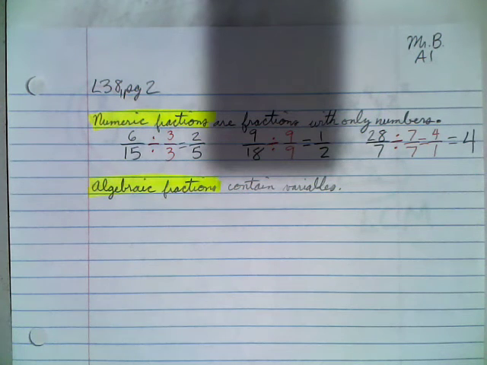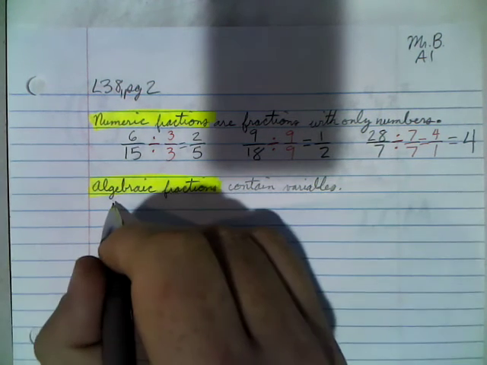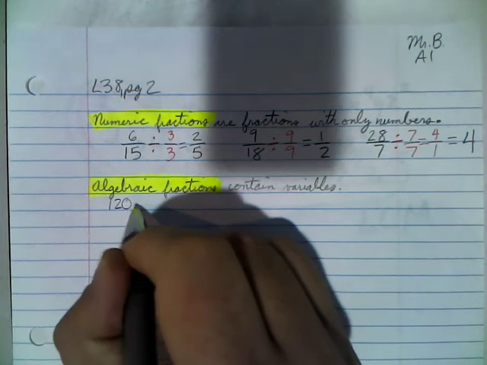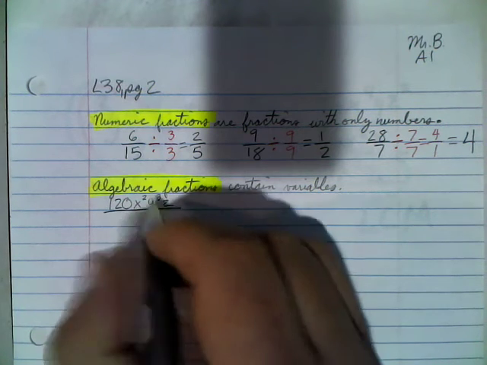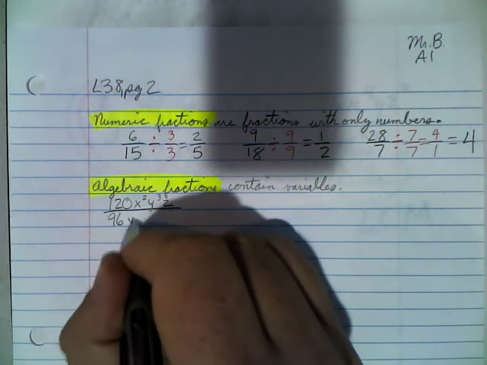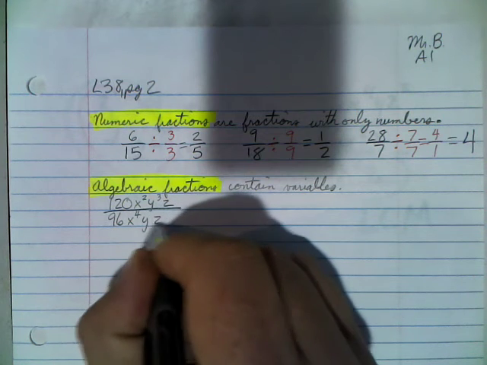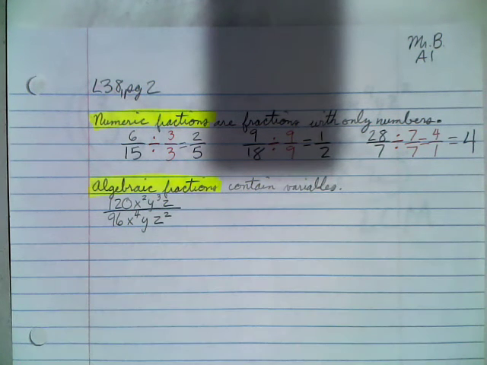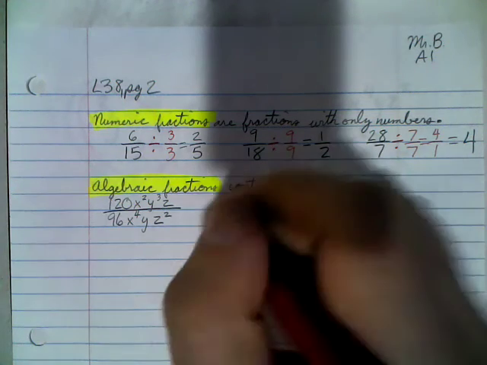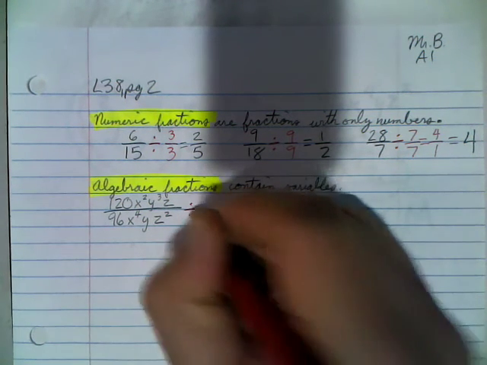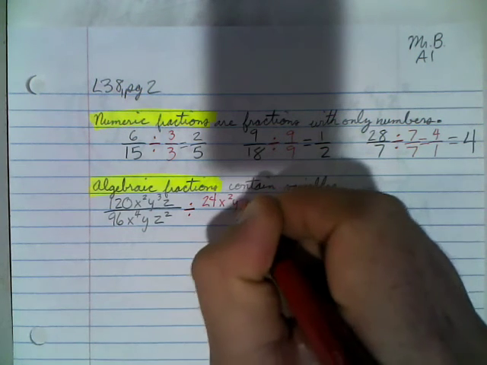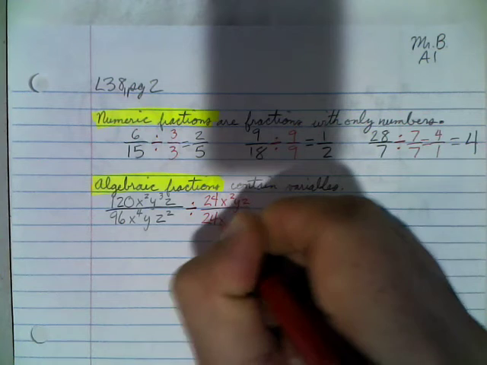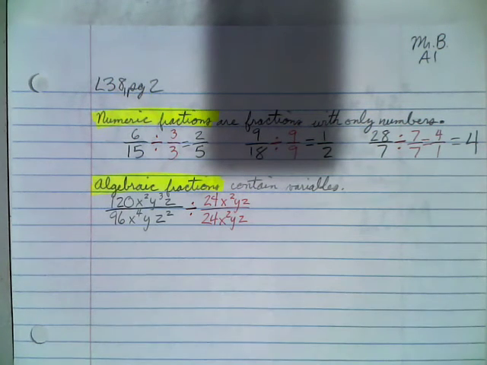Algebraic fractions. So an example of an algebraic fraction, if we borrow from the work that we've already done, 120x squared y cubed z over 96x to the 4th y z squared. So ladies and gentlemen, if we imagine dividing this by its GCF, which we figured out was 24x squared yz over 24x squared yz, we should be able to reduce this algebraic fraction completely.